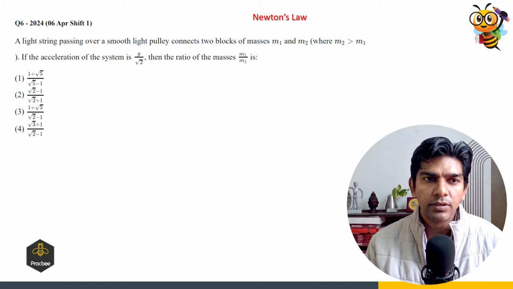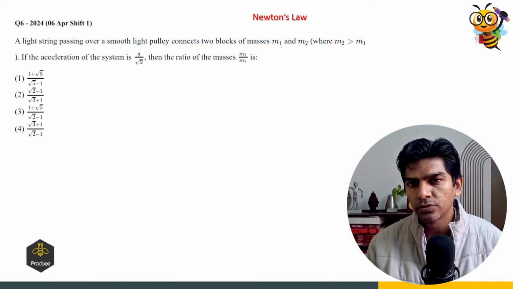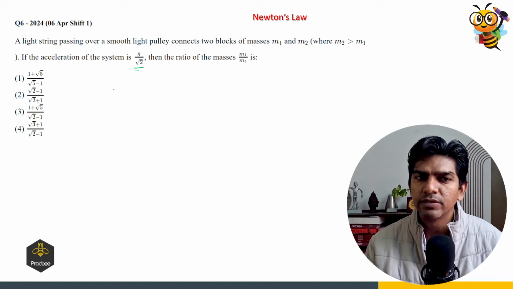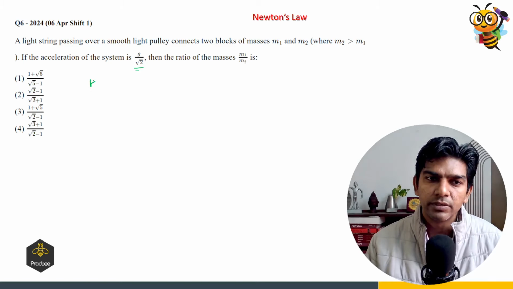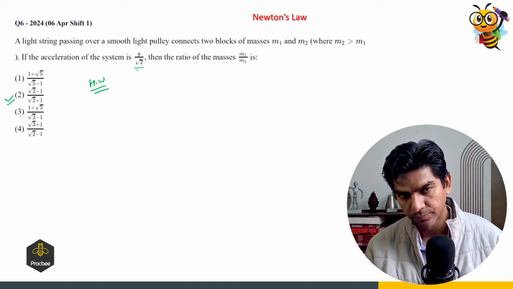Now let us see this question. A light string passing over a smooth, light pulley connects 2 blocks of mass M1 and M2, and the acceleration is g by root 2. Find the ratio of masses. We have done a similar question. It is basically the Atwood machine they are talking about. So I'm keeping this as homework. When you try to solve this, you will get option 2 as the answer.